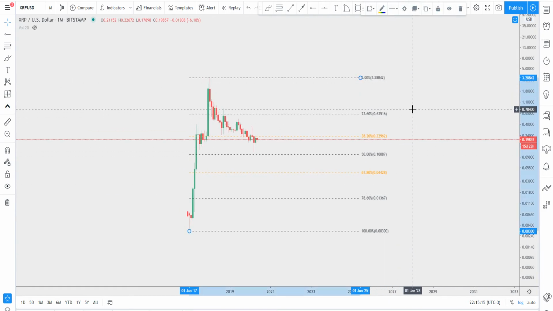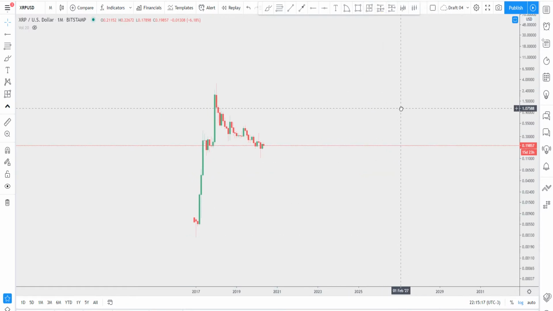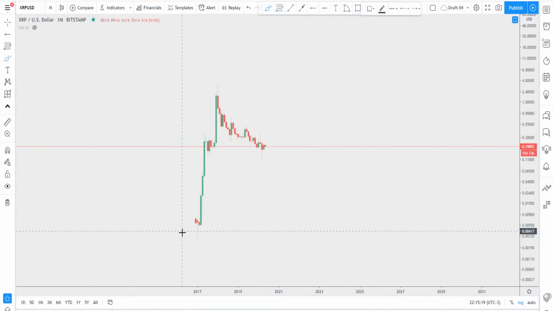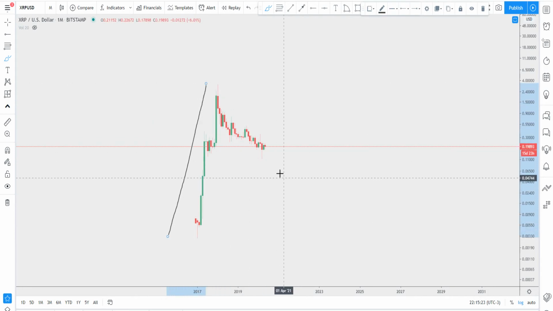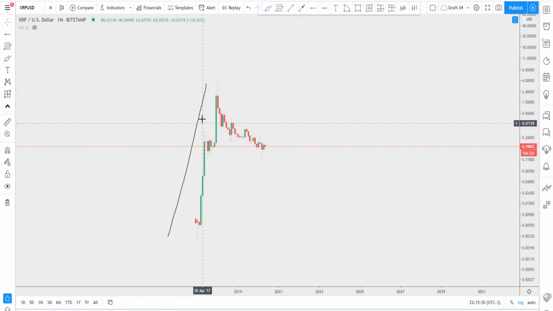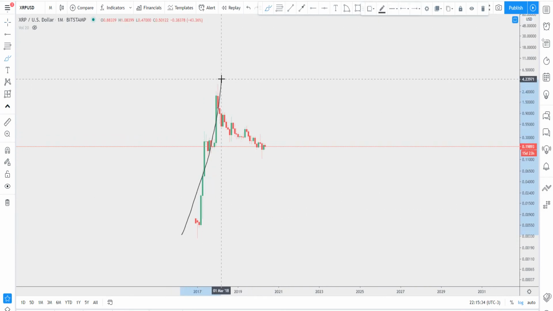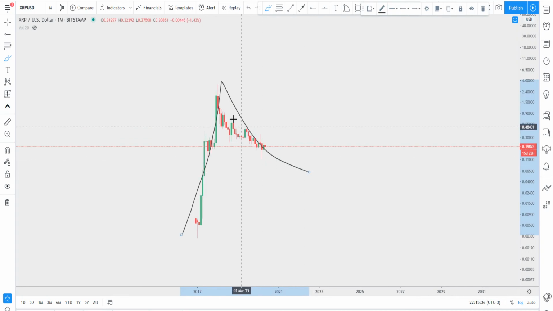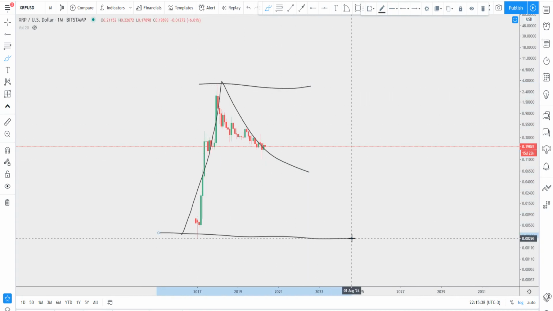Okay, so just for the sake of the Fibonacci example, this move here for Fibonacci, we are measuring only the pullback or the correction, okay? Because most people will draw Fibo here and look only at this scenario. So they can't see what happens next, what comes next.